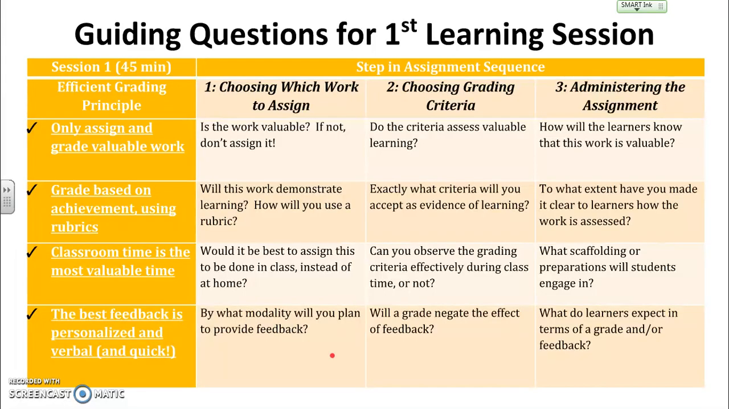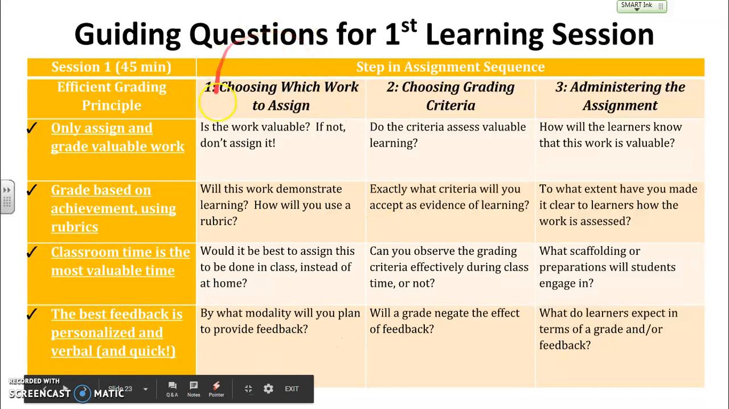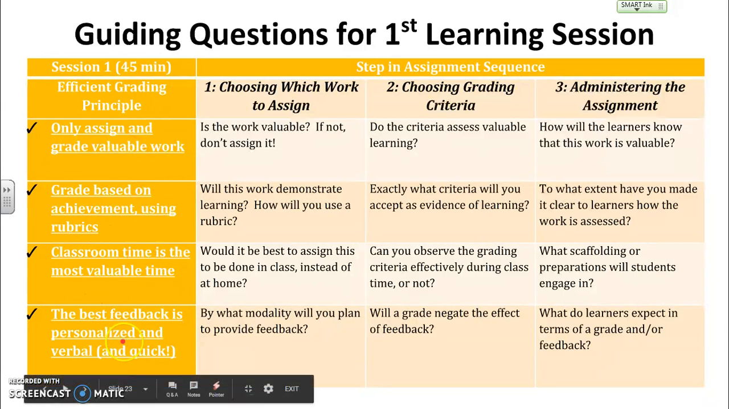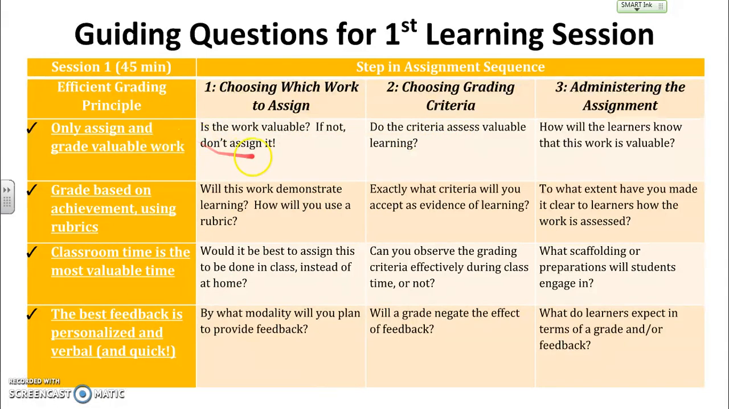Is this working? So this table might look a little bit scary at first, but all that I've done here is I've tried to break down, just for the first half of giving an assignment, our first 3 steps: choosing work, choosing grading criteria, and then administering. And then over here I have these other dimensions, our 4 principles of efficient grading. And inside each of these boxes is a question that you should be asking yourself in order to address all of these 4 principles. And so just to run through them really quickly, some of them we talked about already.